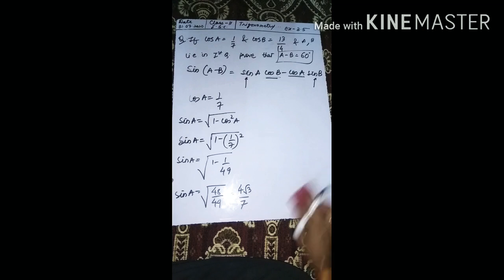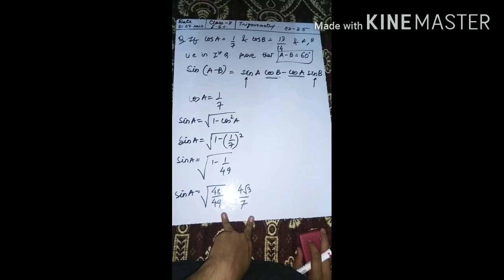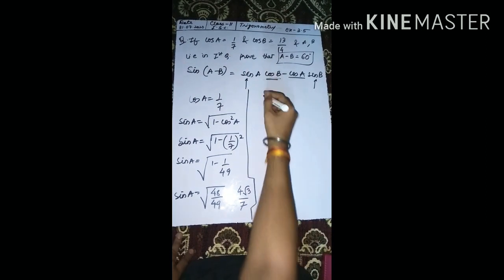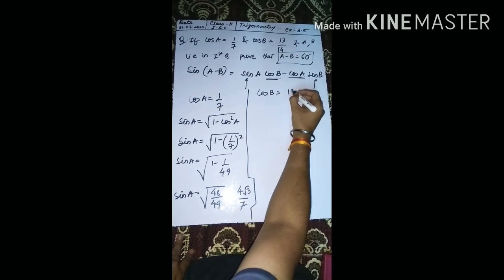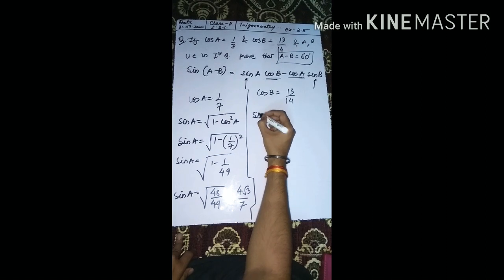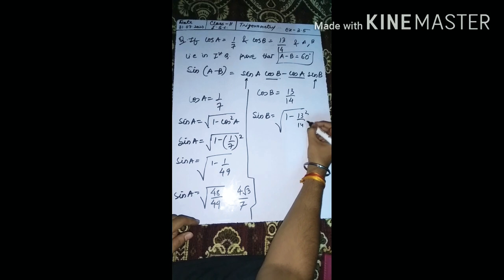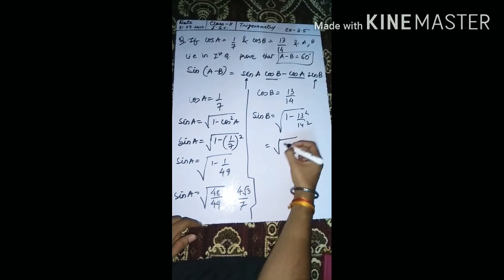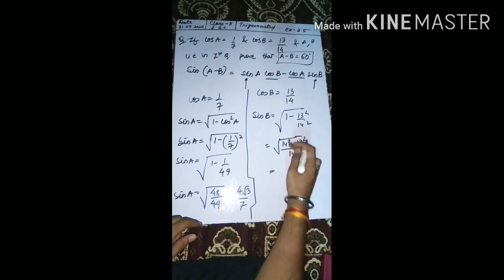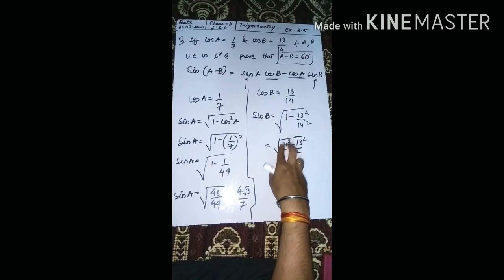So this is how, from cos a, we got sin a. Okay, similarly, let us find sin b, as cos b is 13 upon 14. So sin b will be, I'm directly writing, under root of 1 minus 13 square upon 14 square. So 14 square minus 13 square upon 14 square. 13 square is 169, and 14 square is 196.